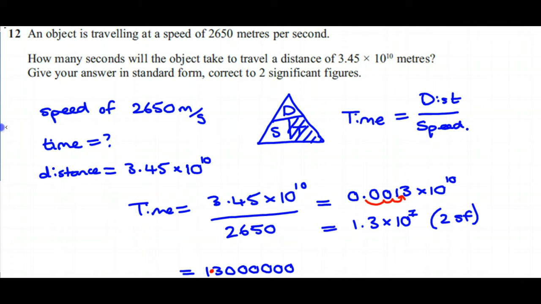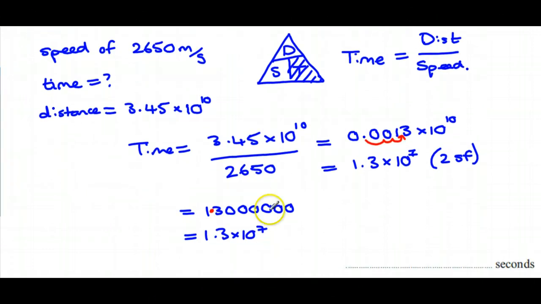And the final bit is we're working out a time. So that's seconds.